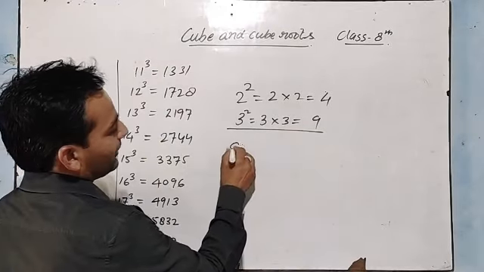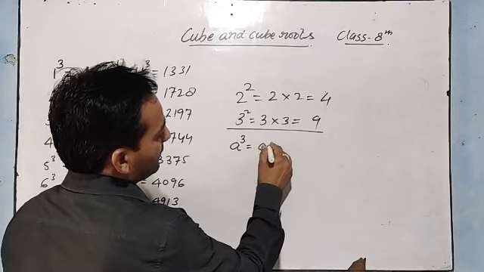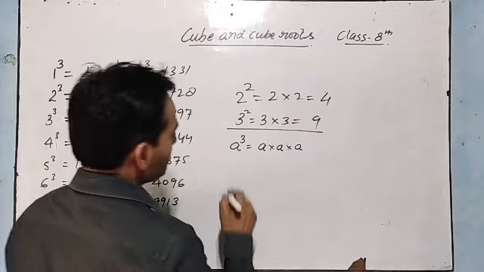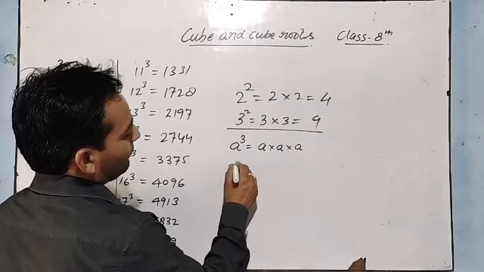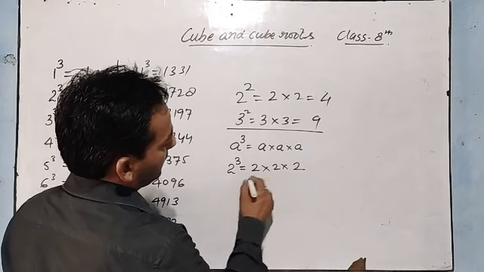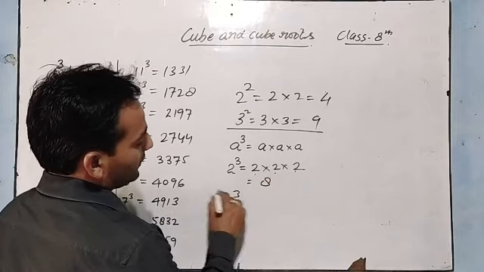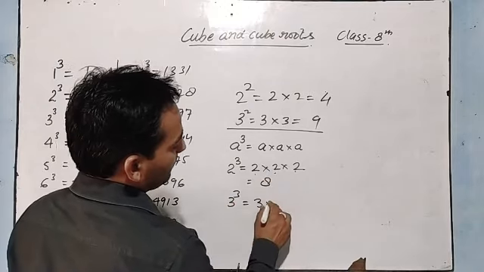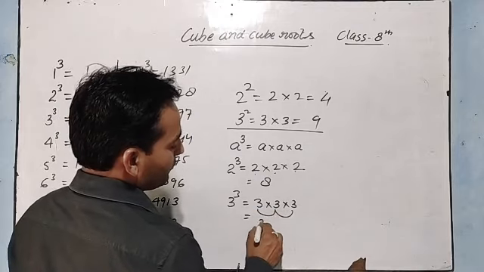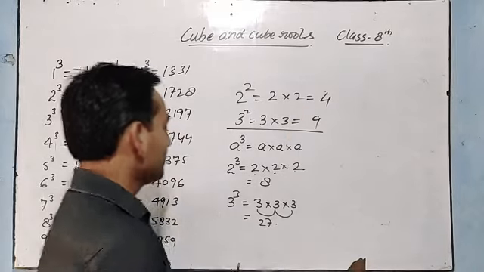Cube means if we have written any number with power 3, that means a multiplied by a, 3 times. So like we have 2 cube. We can write 2 multiplied by 2 multiplied by 2, that is 2 2s are 4, 4 2s are 8. Or if we do 3 cube, we can write 3 multiplied by 3 multiplied by 3, 3 3s are 9, 9 3s are 27. Like that, okay? I hope it is very easy for you people.